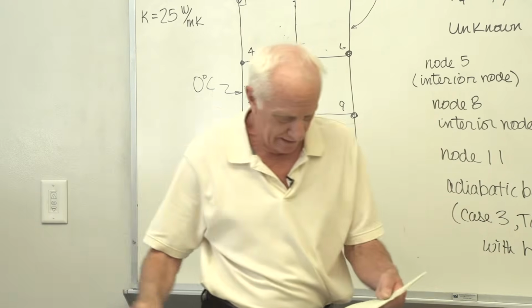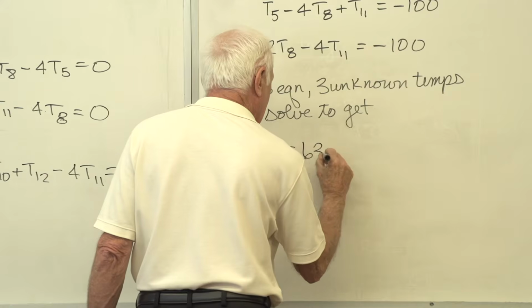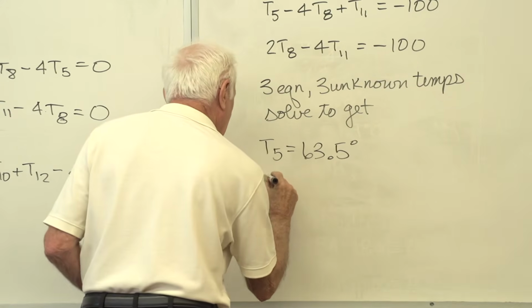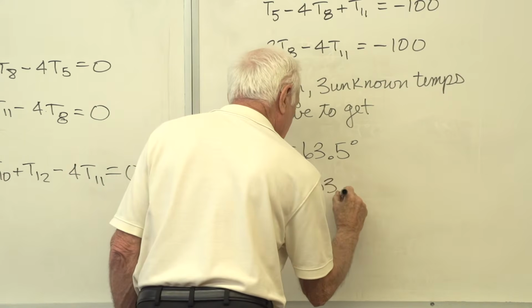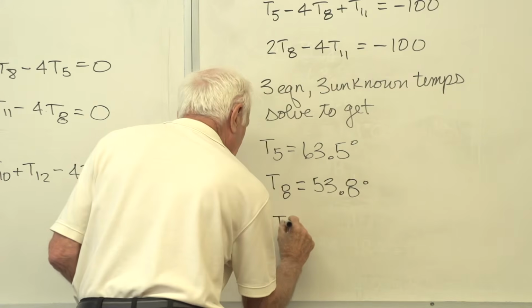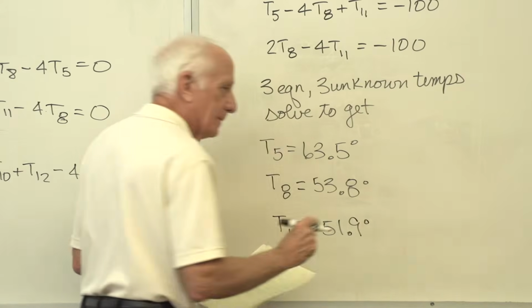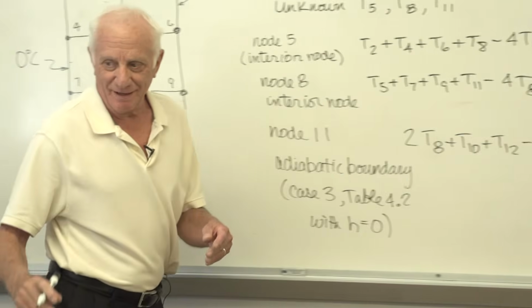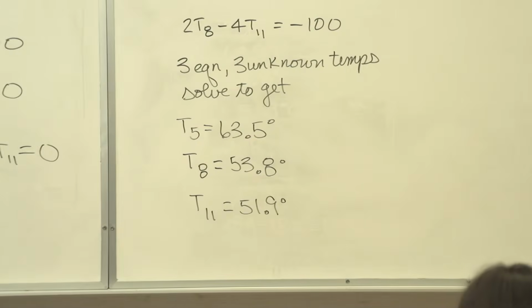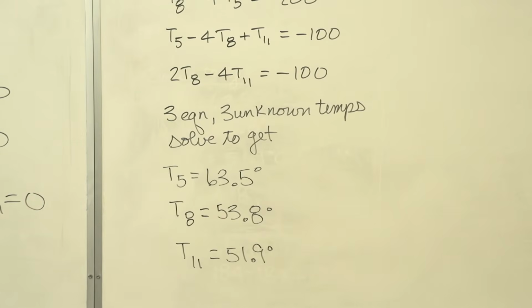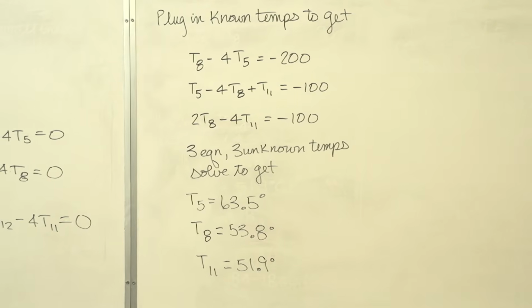When I do that, I get T5 63.5, T8 53.8, and T11 51.9. So that's my first estimate on the interior temperatures and the adiabatic wall temperature at the center. I know those are bad answers. I mean, the grid is way too coarse. If I want better answers, I'll make that grid a lot smaller.